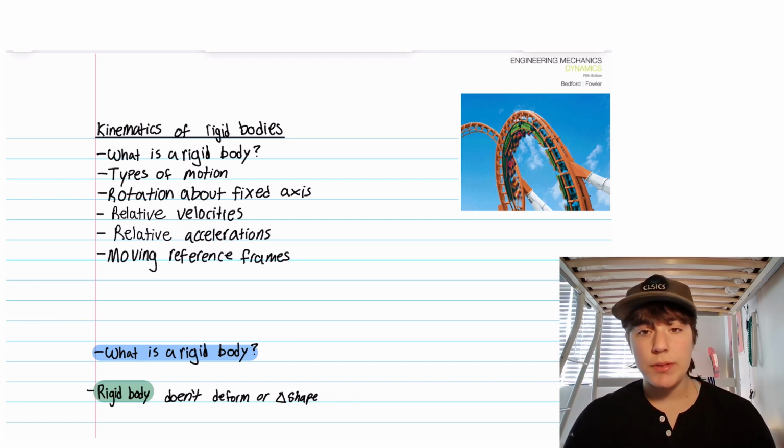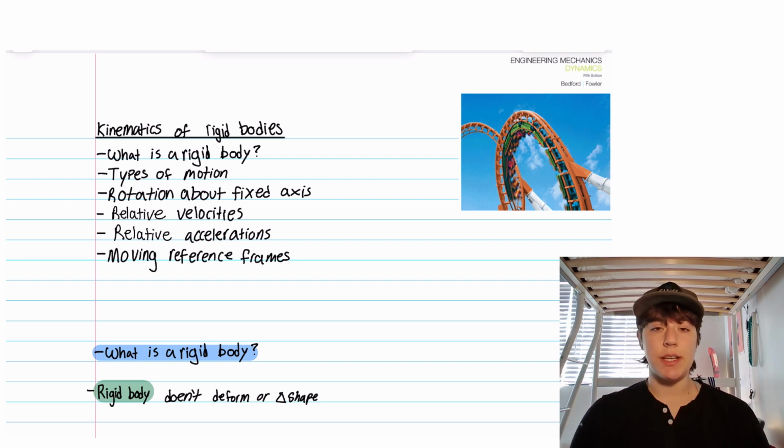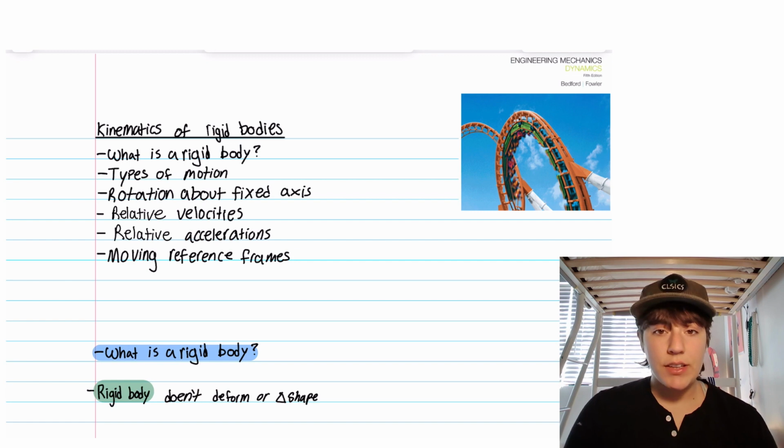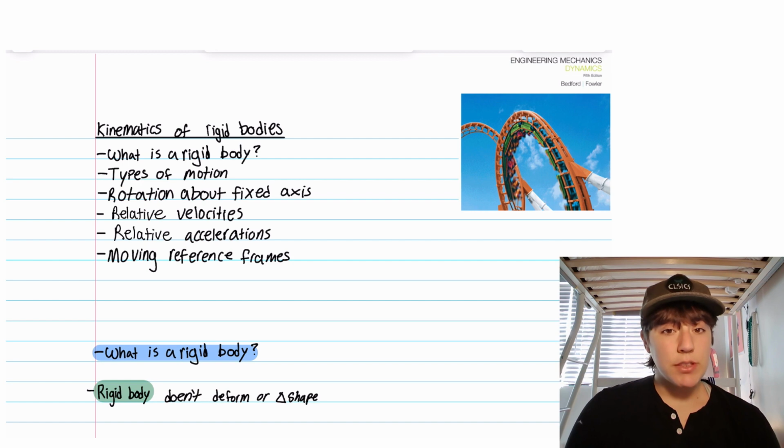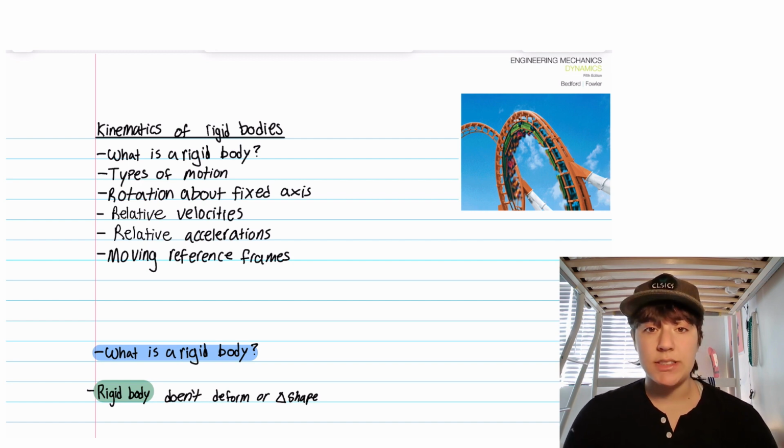In this video, I'm going to be explaining equations and concepts that you will need to solve problems in the next video. I'm not going to be deriving anything, I'm just going to be showing you what these equations give you and what the variables mean. So, today I'm going to be talking about kinematics of rigid bodies. What a rigid body is, types of motion, rotation about a fixed axis, velocities and accelerations, and moving reference frames. I'm going to be using images and problems from the textbook in the upper right-hand corner.